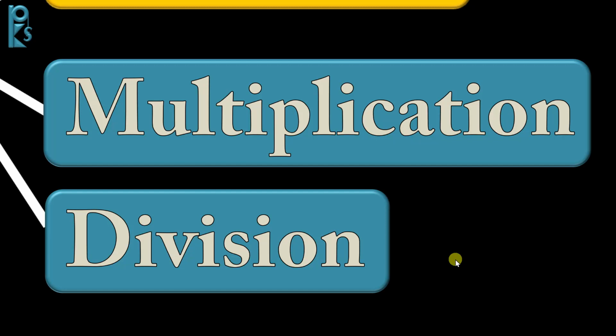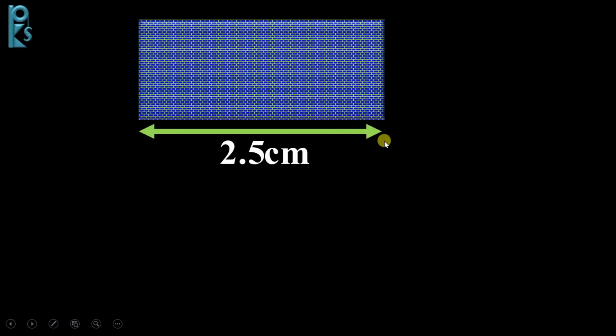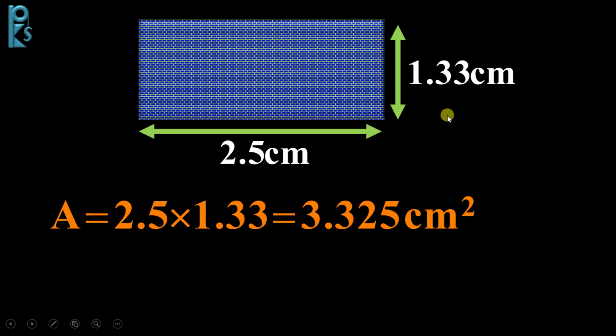So let's start with an example. Okay guys, please carefully pay attention to this case. I have a rectangle, and the length of this rectangle is 2.5 centimeters and the width has been measured to be 1.33 centimeters. By definition, the area will be the product of the two values, which is mathematically 3.325 centimeters squared. But we have a special rule for that.